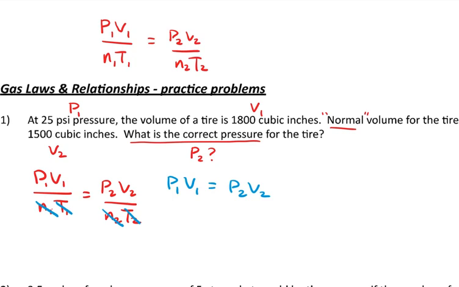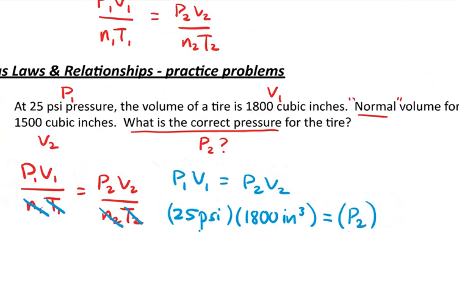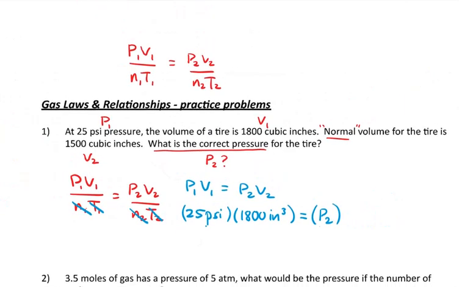P1 is 25 PSI. I'm going to go ahead and put that in there for P1. V1 is 1,800 cubic inches. I'm going to put that in there for V1. You can write it however you want: inches cubed or cubic inches. The normal volume is 1,500 cubic inches. What's the correct pressure? So they're asking me to find P2. That's my unknown, like my X, right? And then 15, whoa, I got a funky PSI here, I'm going to fix that up. Okay. The V2 is given as 1,500 cubic inches.